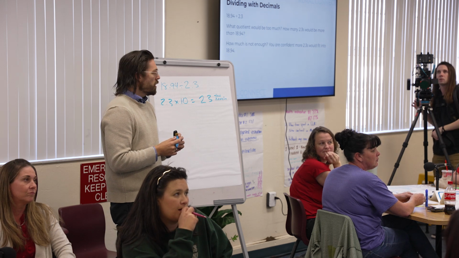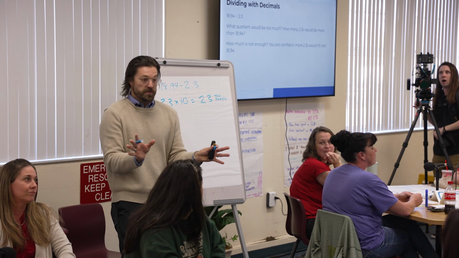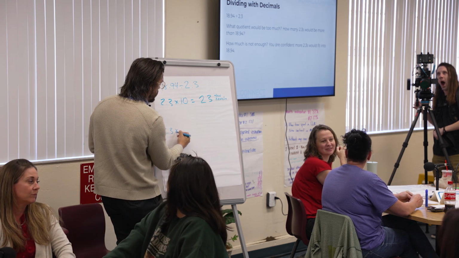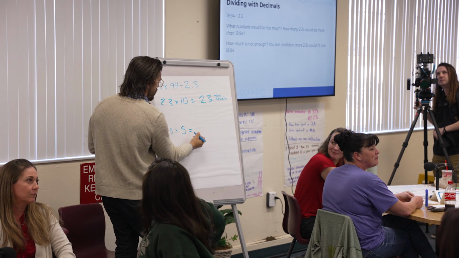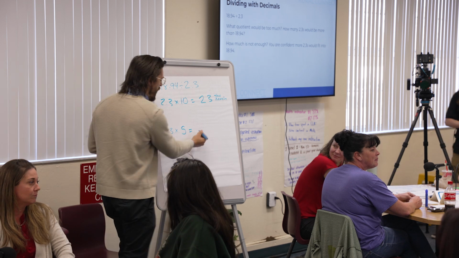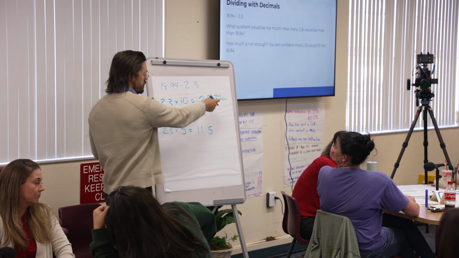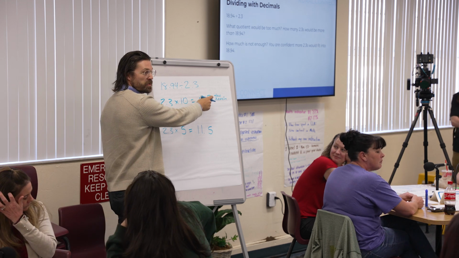Okay. All right. So I want to talk about all 3 of those numbers, if that's okay. We'll work our way up. So 5. How much would 5 2.3s be? Yeah, 11 and a half. 11.5, because we know 5 is half of 10. So 11 and a half is half of 23.